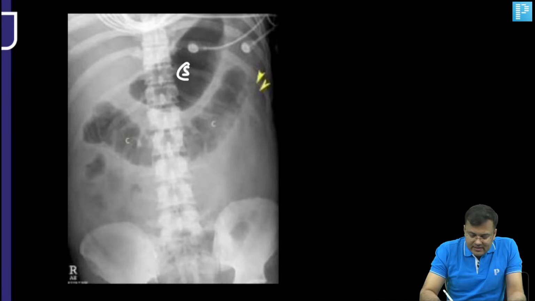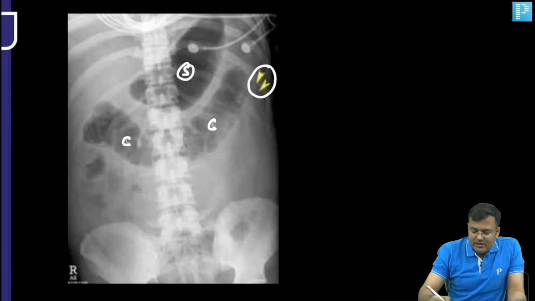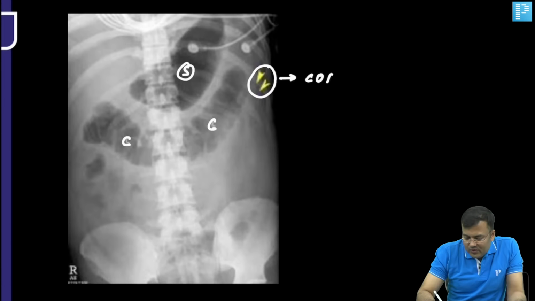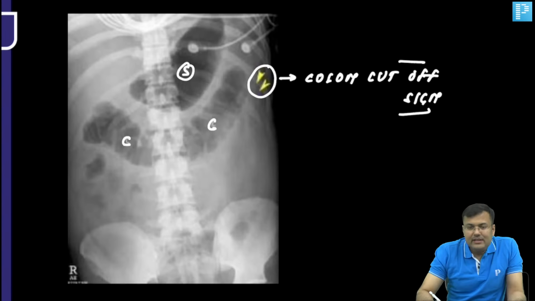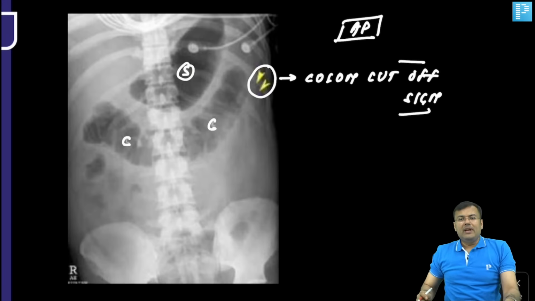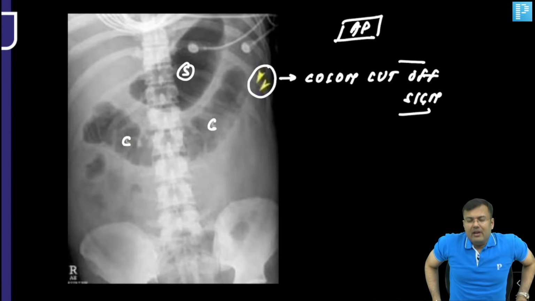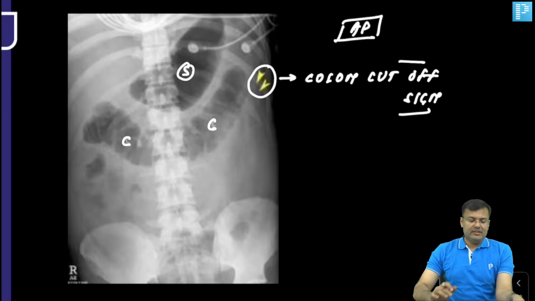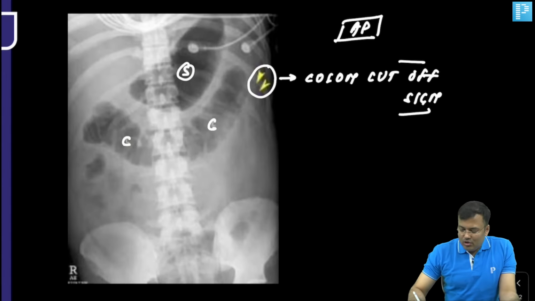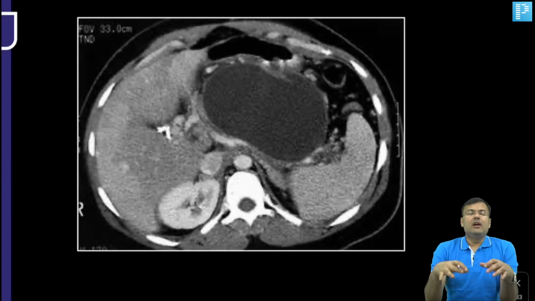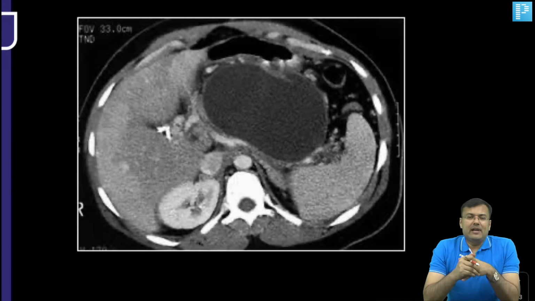You can see this is the stomach. This is the colon. Beyond this yellow arrowheads, you can't see the colon. So, it is colon cutoff. What's the name, guys? Name of this sign, it is colon cutoff sign, and you know that it is seen in acute pancreatitis. So, in acute pancreatitis there is sentinel loop, there is gasless abdomen, ground glass appearance, colon cutoff sign. So, this is colon cutoff, clear? Colon cutoff.